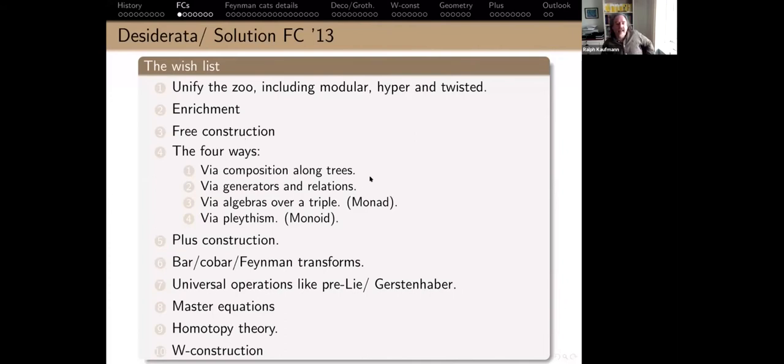And then one should be able to get the 4 ways of getting operads, namely just composition along trees, via generators and relations, so the Markl's operads, via algebras over a triple, a monad, and this is exactly where you need the free construction. And then the last one is via plethysm, which is this monoid definition. There should be a plus construction. There should be bar, Feynman, and cobar transforms. The pre-Lie and Gerstenhaber should generalize to the full story. That should give us master equations like in Zwiebach.